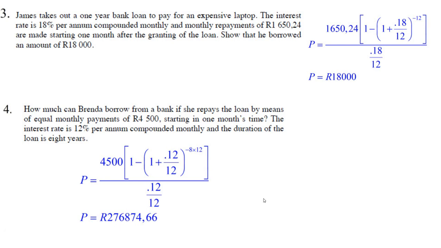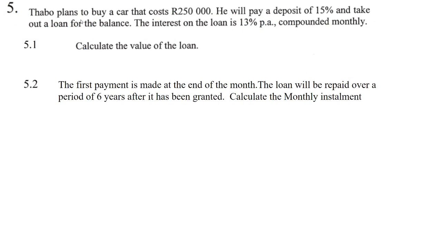I think we've got time to do the last question, too. Tabo plans to buy a car that costs 250,000 Rand. He's going to pay a deposit of 15% and take out a loan for the balance. Well, you're going to have to figure out the value of the loan. That's the first question. Well, you can go 250,000 times 0.15 and subtract it from 250,000.